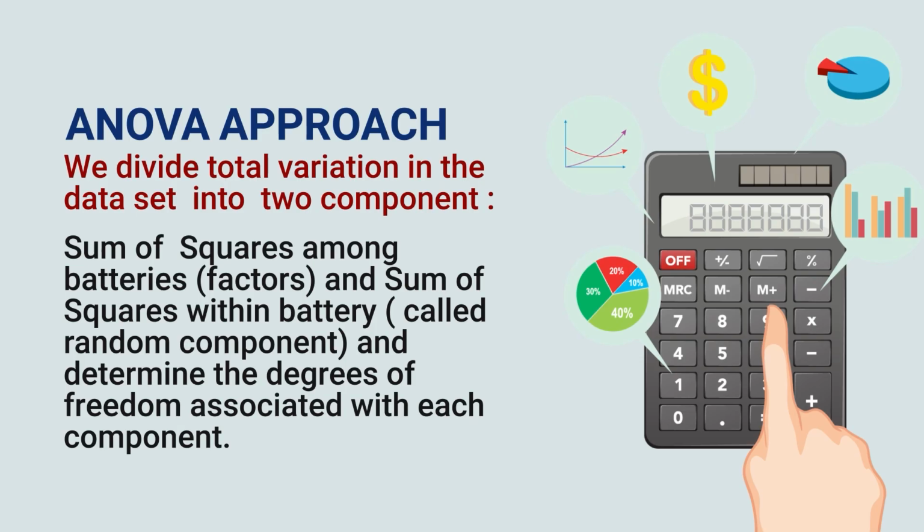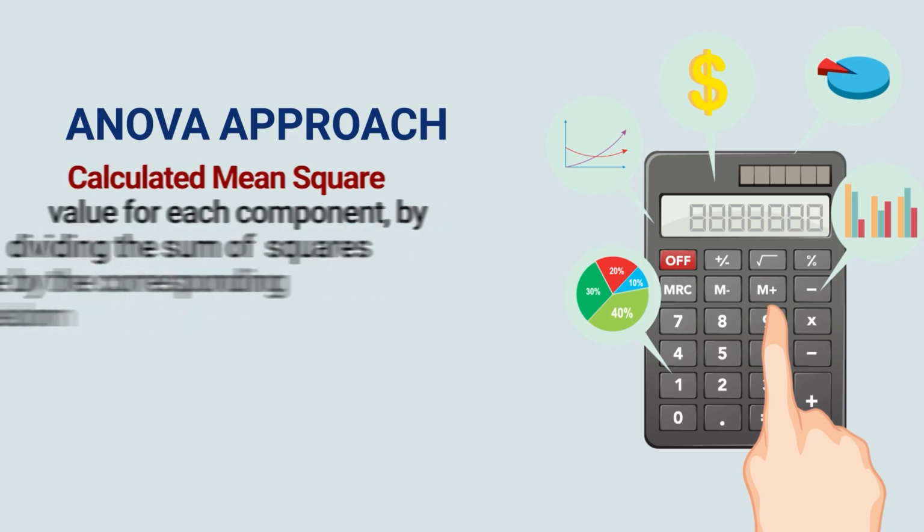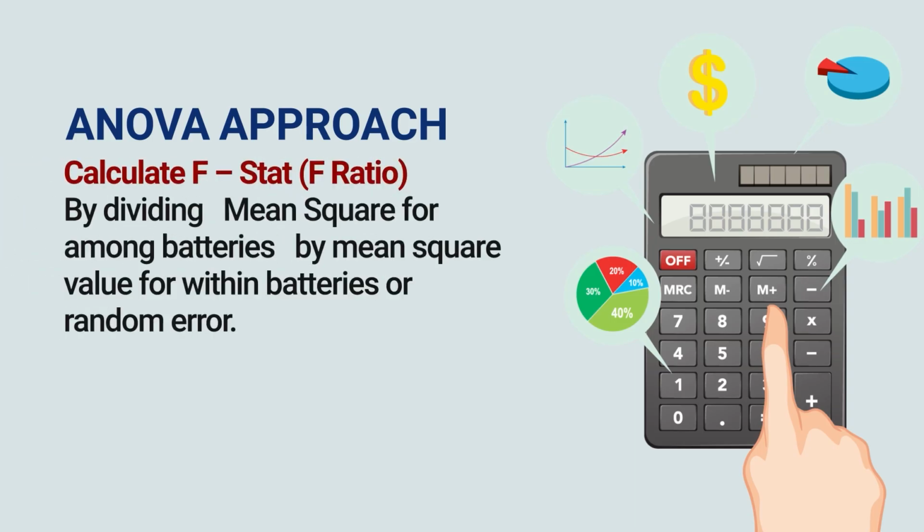So we are going to divide the total variation in the data set into 2 components. What are those 2 components? Sum of squares among the batteries, that is the factor, and sum of squares within batteries. Within a battery, we have 5 samples from each battery, also called the random component. We determine the degrees of freedom associated with each. Then we calculate the mean square value for each component by dividing the sum of squares by the corresponding degrees of freedom. Then we calculate the F ratio by dividing the mean square among batteries by the mean square within batteries, or the random component.